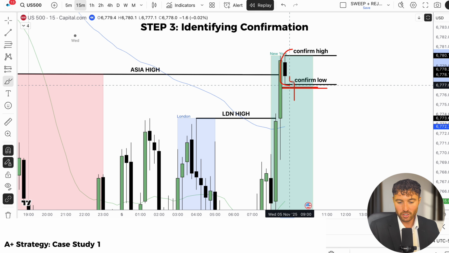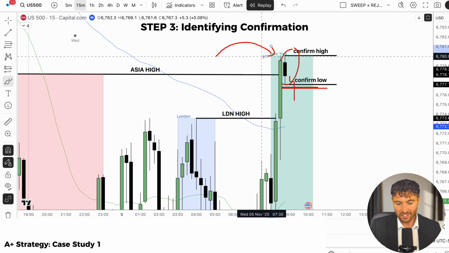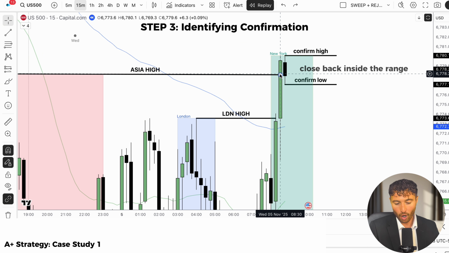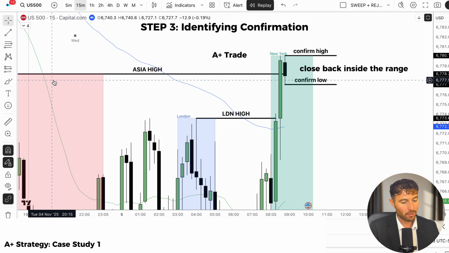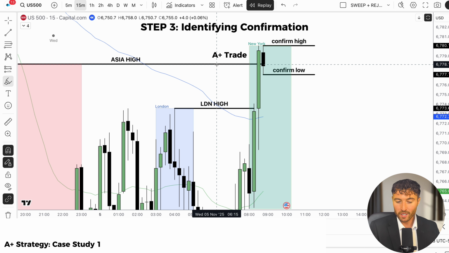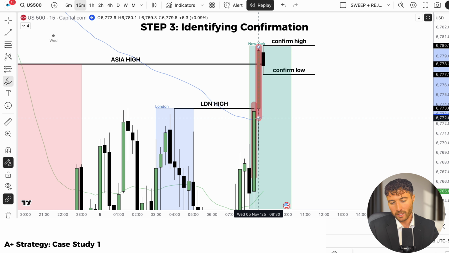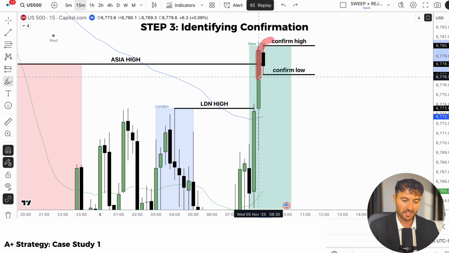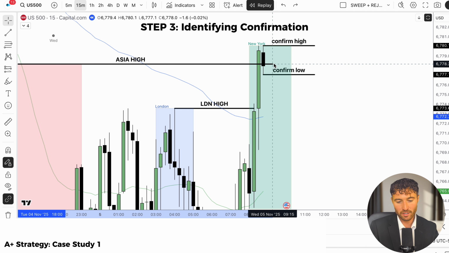Right, because this confirmation is showing you that momentum is actually stepping into this market. This is showing you that sellers are starting to take control of this market. But also notice that we close back inside the range. So this is why this is an A+ trade, because we see a manipulation, but notice as well how clean this price action is. We've got very, very clear manipulation. We have clear intention from sellers stepping into this market, and we're also closing back inside of the Asia range.